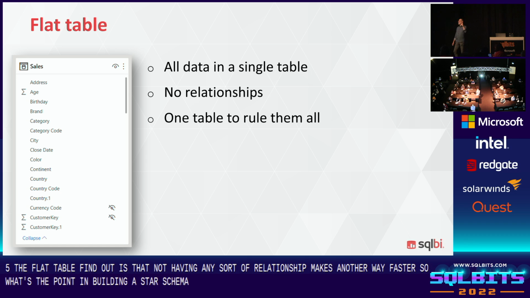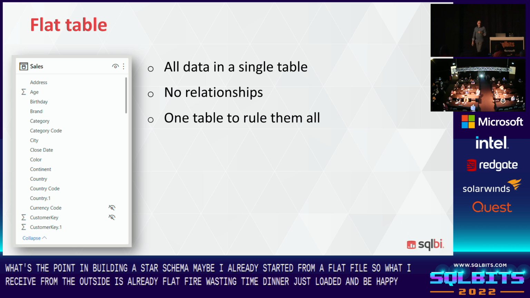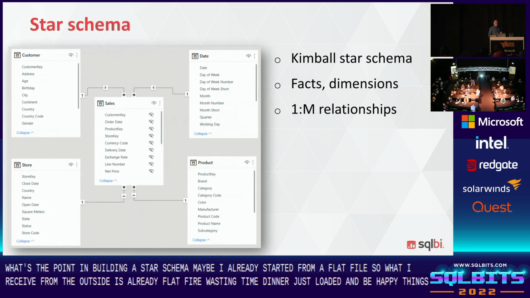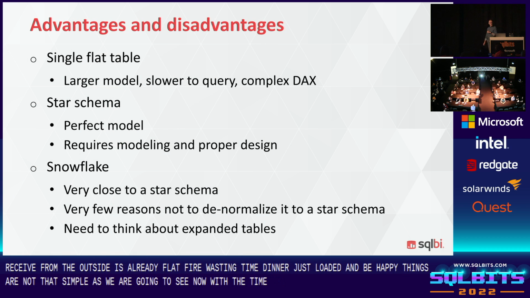Specifically, if I already start from a flat file, so what I receive from the outside is already a flat file, why waste time normalizing it into a star schema when I can just load it and be happy? The thing is, things are not that simple. As we are going to see now with the demos, there are advantages and disadvantages.